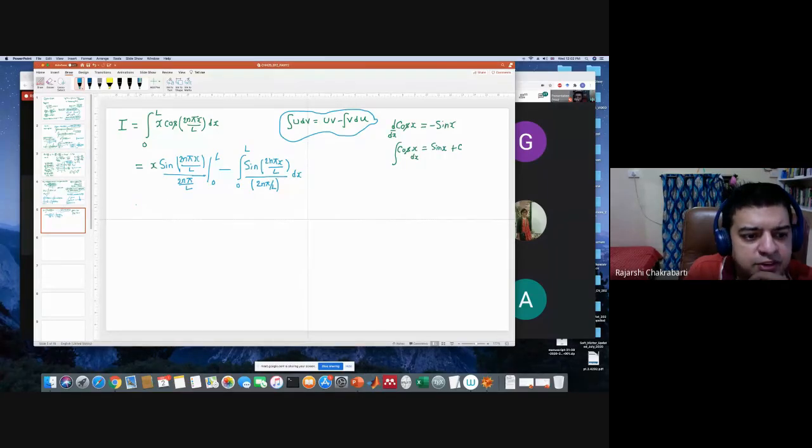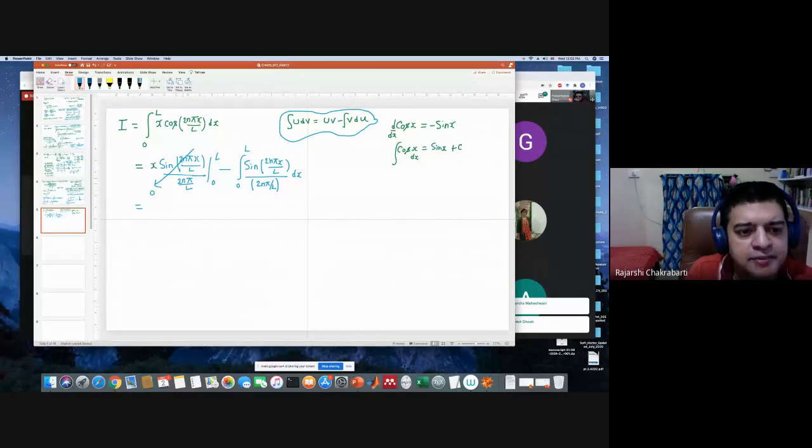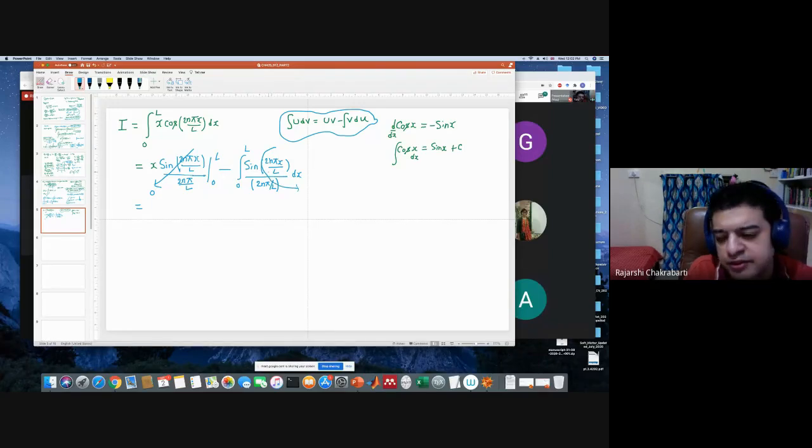Now what about this surface term? These limits. If I put the limits here, what am I going to get? You have already done this. Akash, what is the answer? Yes, sir. This term will be 0, because again sine of 2n pi is 0. Now what about the second term? This is a constant. It will come outside, but if I integrate sine from 0 to L, which is a periodic function, you know this is going to be again what? What is the answer?